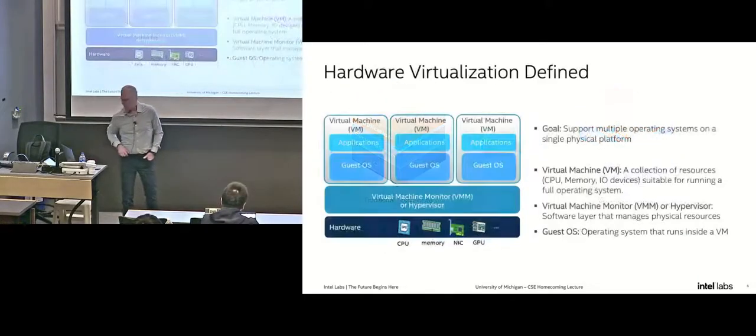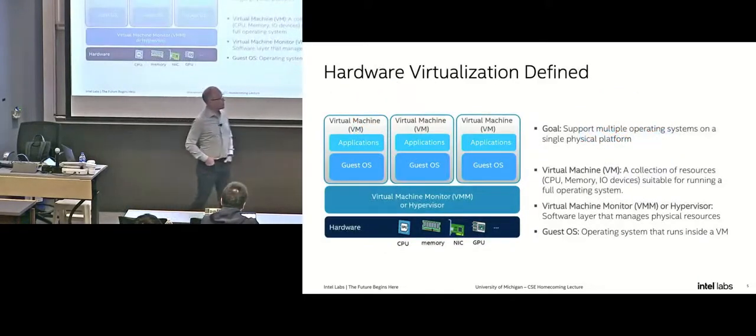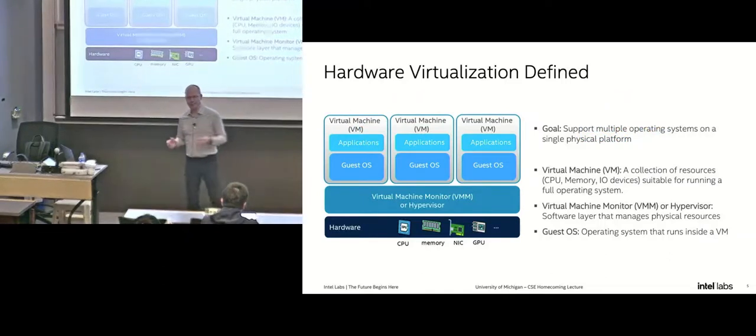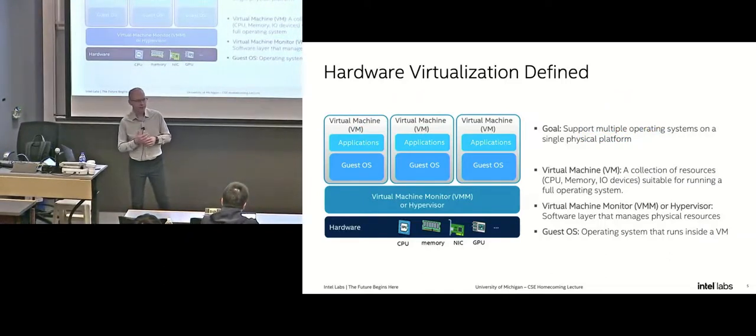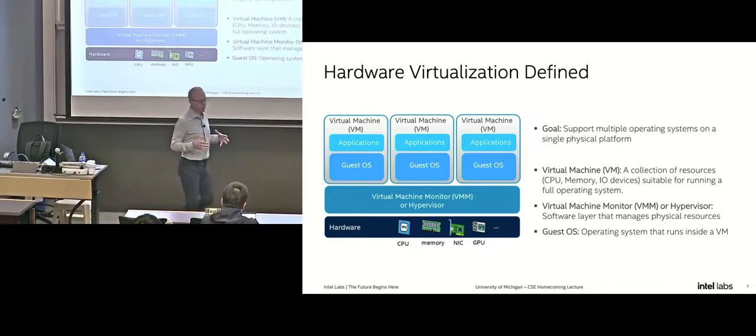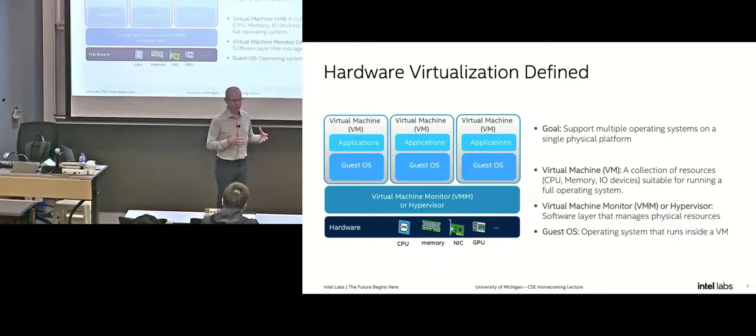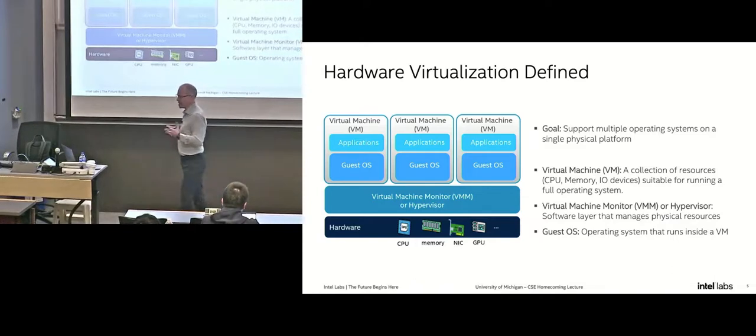Okay, so this is the story of Intel VT, and virtualization has many different meanings in computer science, so just to center us on this, I'm talking about hardware virtual machines, the ability to run multiple operating systems on the same physical platform. And so just some of the terminology: a VM is a collection of resources, processor, memory, I/O devices that you present to an operating system so that it can run as a guest. And then the virtual machine monitor, the hypervisor, is the layer of software that controls those resources.